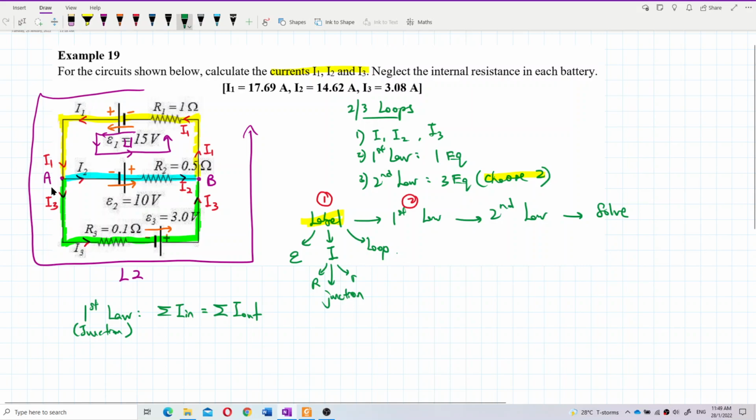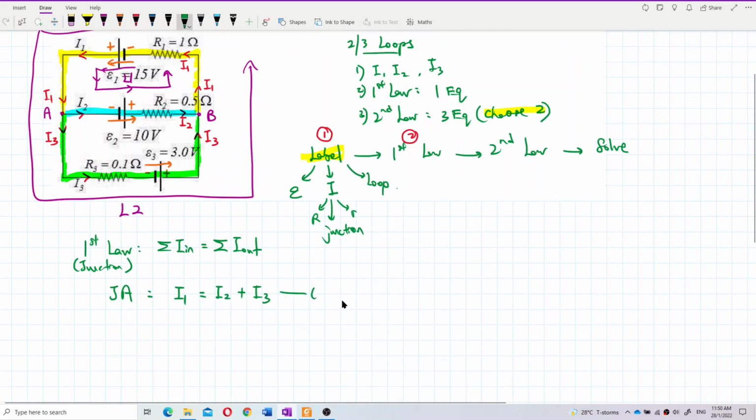I choose junction A. Write down junction A over here. And then what is the current going in? I1, so put I1 there. Is there any more current going into junction A? No more. Now look at the current going out from junction A: I2 and I3. So I2 plus I3. That's one equation already.